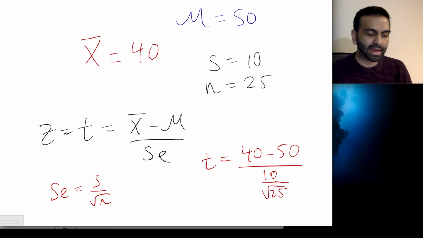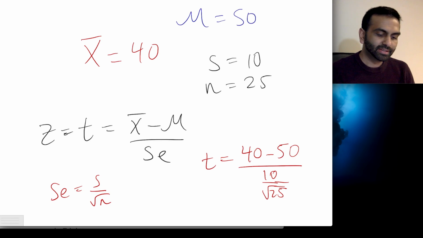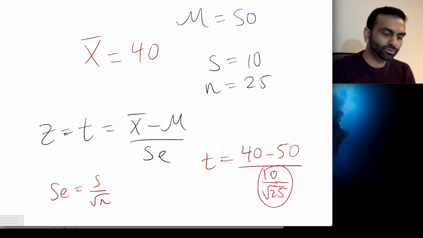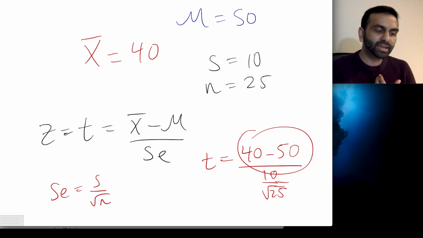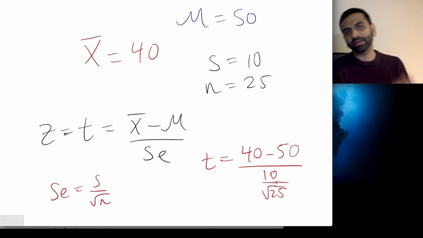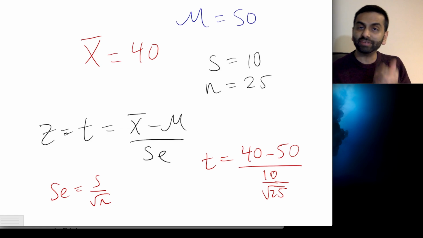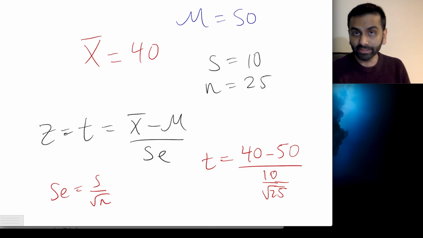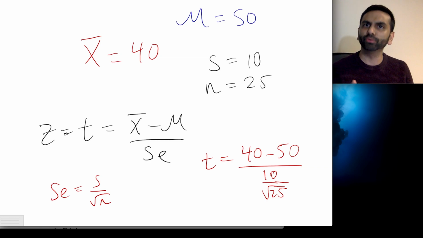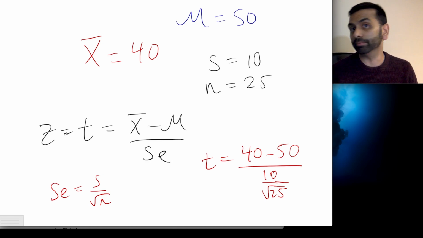So you could figure that out. Root 25 is 5. 10 over 5 is 2. And then negative 10 over 2 is negative 5. So your t is negative 5. That means you're 5 standard errors below the mean. That's pretty far below the mean. Usually anything more than about 2 standard errors away from the mean is pretty rare. So if the magnitude of your z or t value is more than 2, like 5, it's usually considered pretty far away.